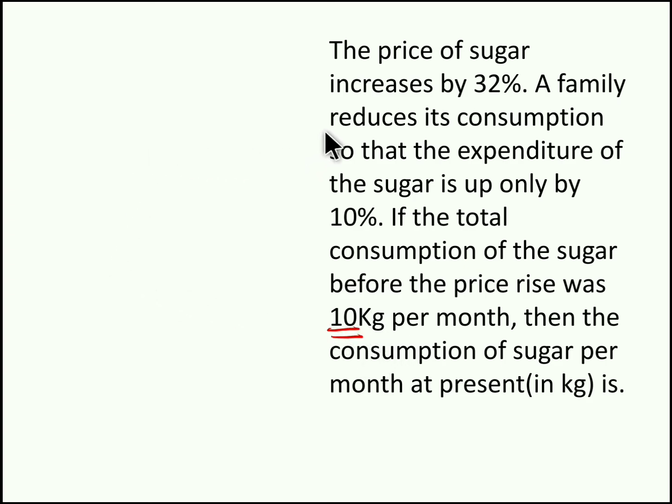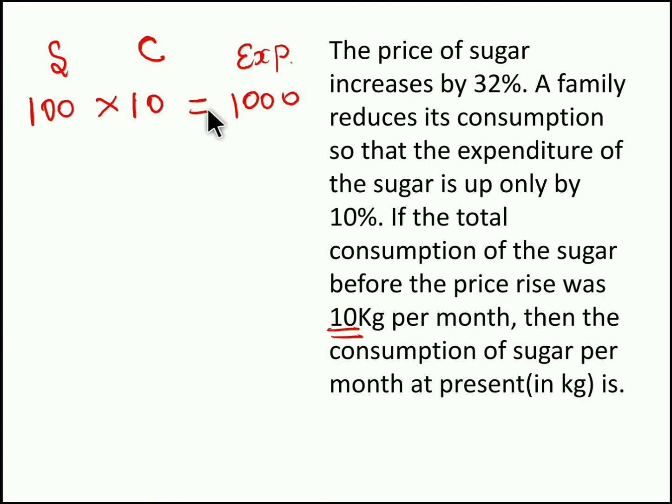Okay, now you have to look at the relationship between sugar. You have three components here, right? So sugar, consumption and expenditure. Now we can keep the price of sugar as 100 rupees, and in the question it is given every month they are consuming 10 kg per month. So 10 kg, right? So the expenditure will be 1000 rupees. So if 1 kg is 100 rupees, 10 kg will be 10 into 100, 1000 rupees.